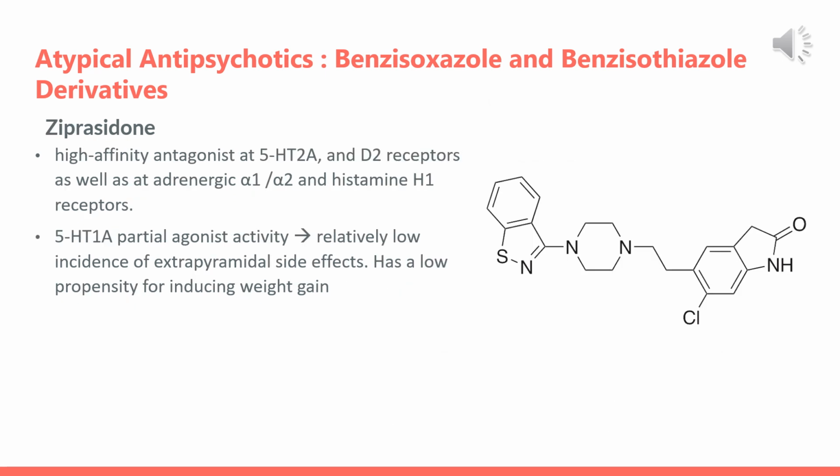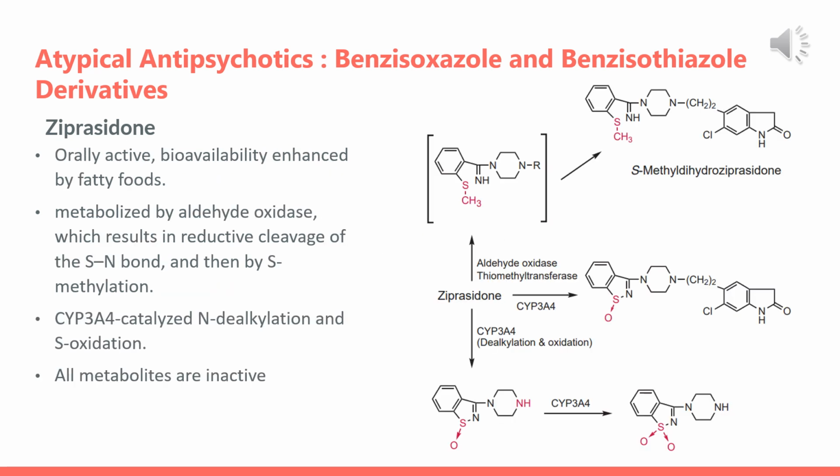Ziprasidone has high affinity antagonist activity at 5-HT2A, 5-HT2C, and D2 receptors. The 5-HT1A partial agonist activity contributes to its relatively low incidence of extrapyramidal side effects and low propensity for inducing weight gain. It has an oral bioavailability of approximately 60%, which can be enhanced in the presence of fatty foods.